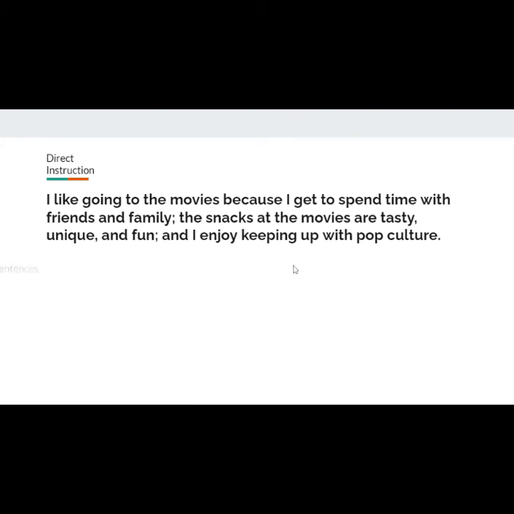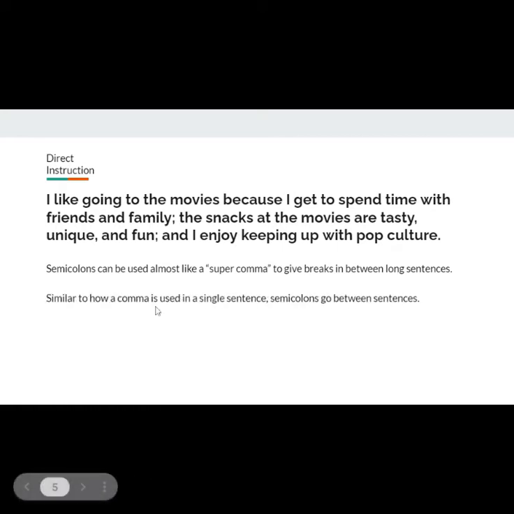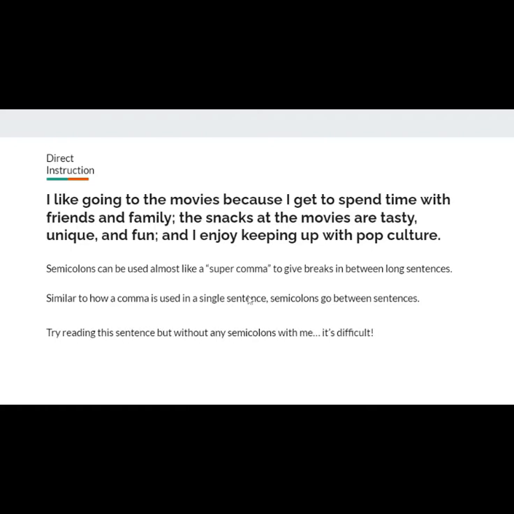So here's another way we can use semicolons: they're almost like a super comma. So they're like breaks in between long sentences. It's similar to how a comma is used in a sentence to split ideas a little bit. Here it goes in between sentences to split up the ideas of sentences. So it's like a super comma. If you try reading this without the semicolons, it's very difficult. I like going to the movies because I get to spend time with friends and family. The snacks at the movies are tasty, unique, and fun, and I enjoy keeping up with pop culture, as opposed to I like going to the movies because I get to spend time with friends and family.